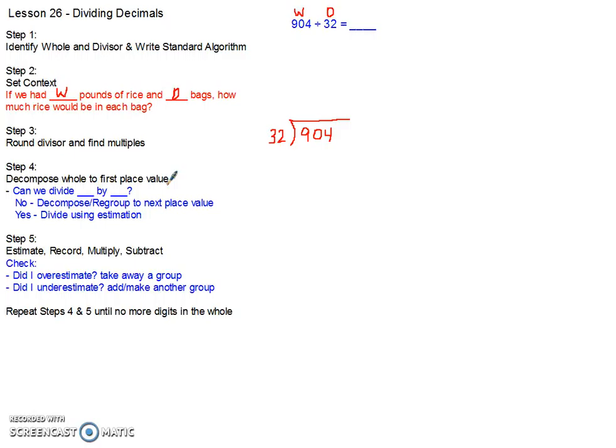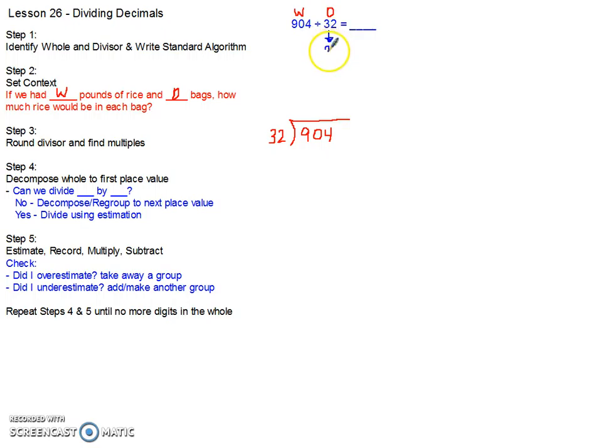And we can kind of start to think about what would be a reasonable answer for this problem. I see that I have quite a bit of pounds of rice, and I have way more than my divisor, so I know that my answer is going to include a whole number. Now moving on to step 3, I'm going to round my divisor and find multiples, and this just gets me ready for the estimation that I'm going to use to solve my division.